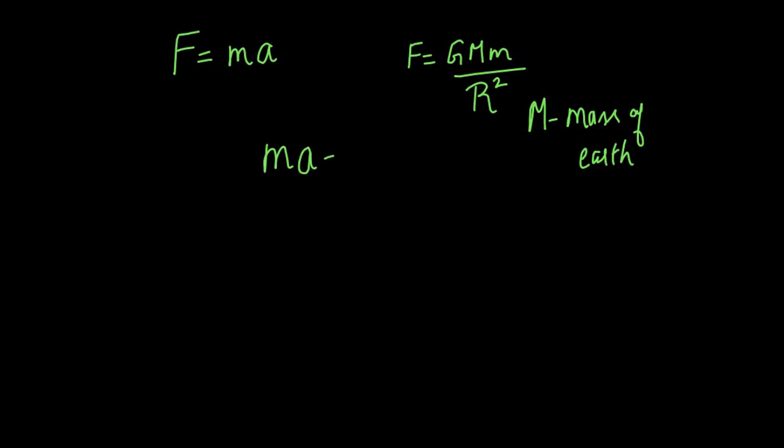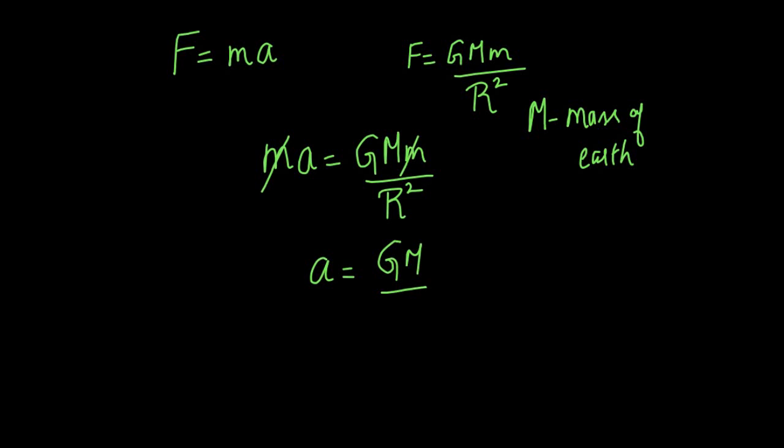Let us see what happens if you equate Newton's second law and Newton's law of gravity. Ma is equal to capital G, capital M, small m over r square. We can clearly say that small m goes away and acceleration is equal to capital G, capital M over r square. If you look at this particular expression, acceleration is completely independent of small m. In other words, acceleration is independent of the mass of the object that is falling due to gravity.